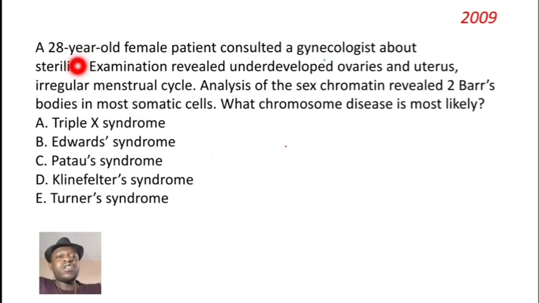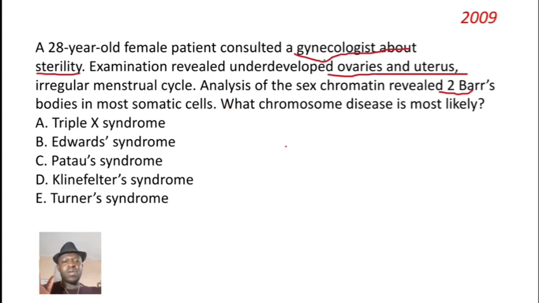A 28-year-old female patient consulted a gynecologist about sterility, right? Examination revealed underdevelopment of ovaries, uterus, and an irregular menstrual cycle. Analysis of sex chromatin revealed two Barr bodies, right? Two Barr bodies in most somatic cells. What chromosome disease is most likely?